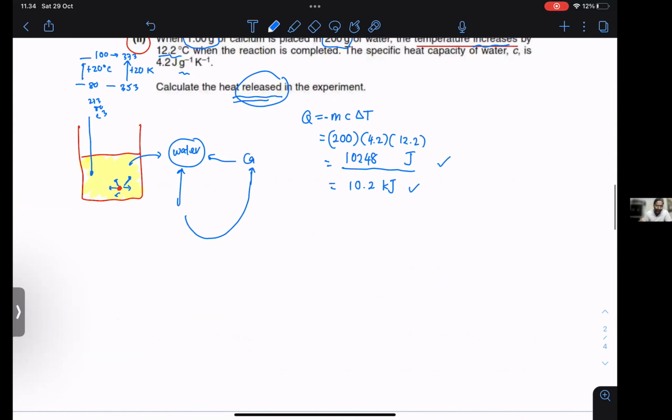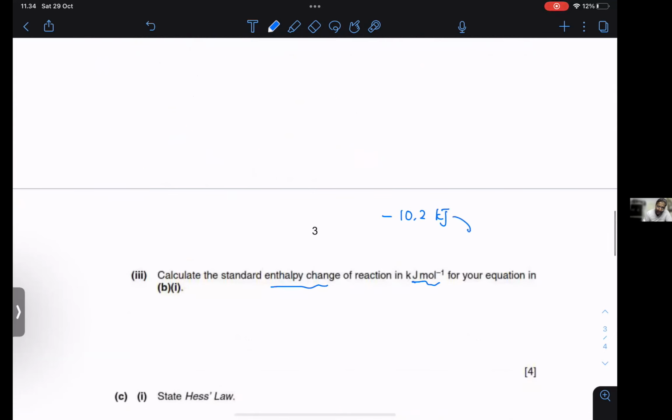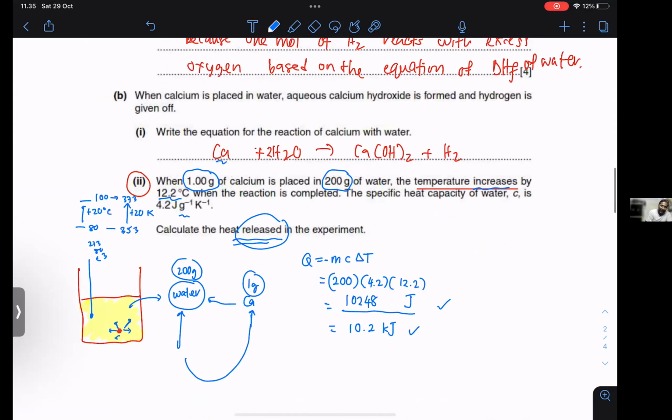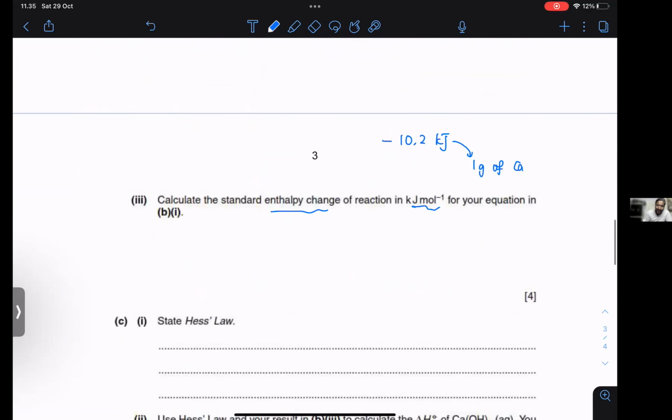Now they say calculate. Please remember this is 200 gram of water and this was 1 gram of calcium. The amount of energy that you get over here is for the 1 gram of calcium. The question asks for the standard enthalpy change of reaction for your equation in B1, so for 1 mole. You need to recalculate this for 1 mole because this is for 1 gram.